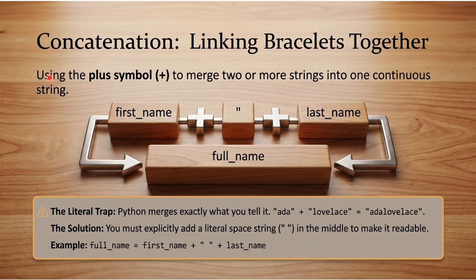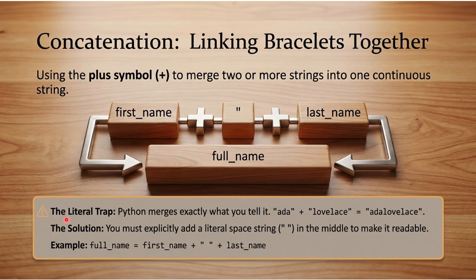Next we move on to concatenation, which is like linking bracelets together. Using the plus symbol, you can merge two or more strings into one continuous string. What does it mean? Using this plus symbol, you can combine this first name, this single blank space, and this last name into one combined string, which is full name.